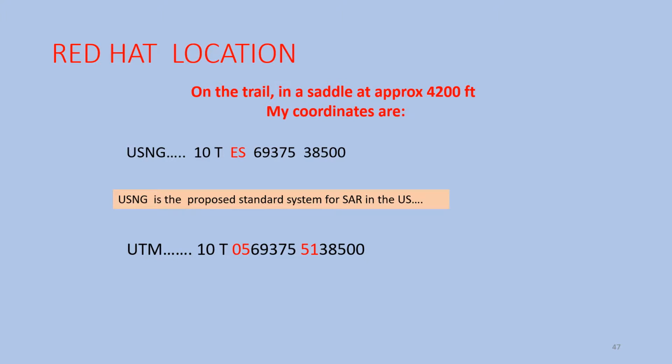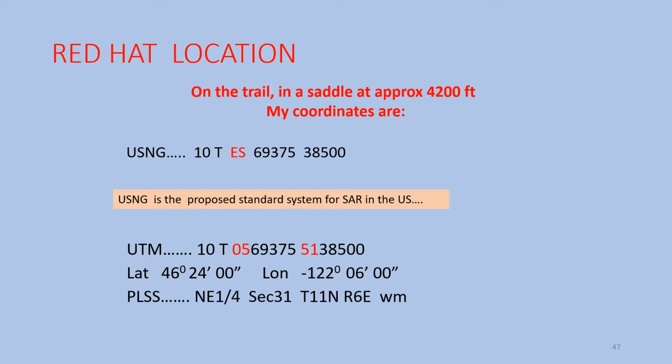I'm on the trail in a saddle at approximately 4,200 feet, and my coordinates are latitude 46 degrees 24 minutes 0 seconds, longitude 122 degrees 06 minutes 00 seconds. I'm on the trail in a saddle at approximately 4,200 feet, and my coordinates are the northeast quarter of section 31, township 11 north, range 6 east.